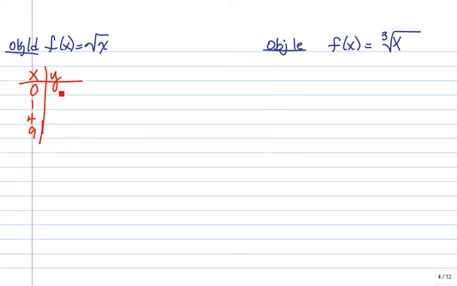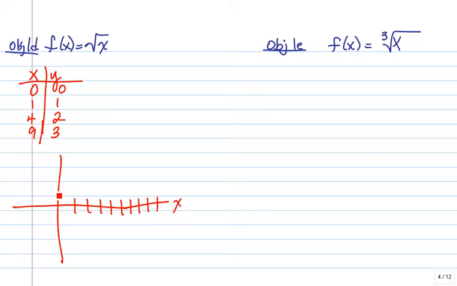The square root of 0 is 0. The square root of 1 is 1. The square root of 4 is 2. And the square root of 9 is 3. So if I graphed that, again, hopefully you would have graph paper. 0, 0, 1, 1, 4, 2, and 9, 3. Okay.